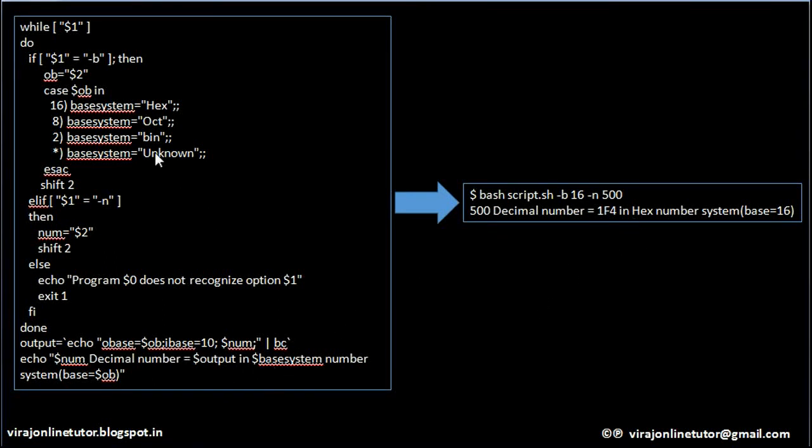In what base system am I expecting the output to be? In hex. So hex number system, and this base is equal to content of OB, and content of OB was 16. Okay, content of OB was 16, right? So this line, we are not doing anything great here, just we are replacing the variable with actual values in this script and outputting over here. Important is the shift that I wanted to explain. When I do shift, it shifts the command line parameters to the left. Clear?